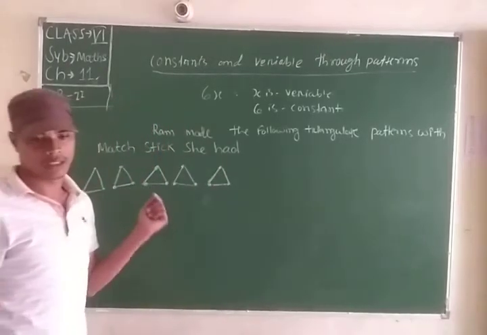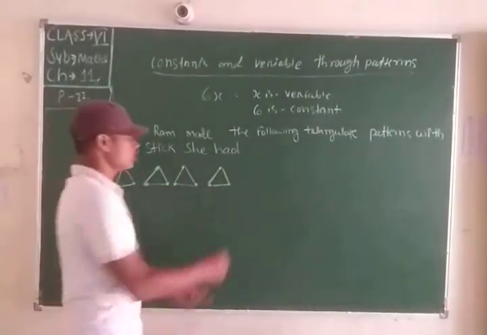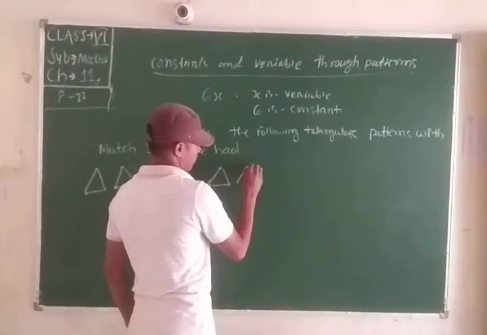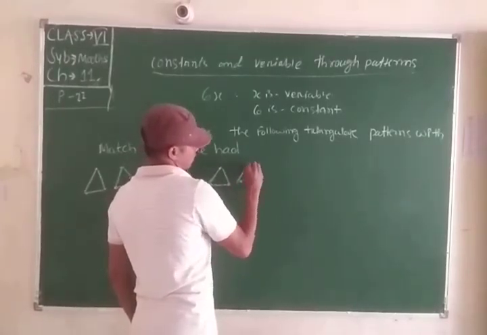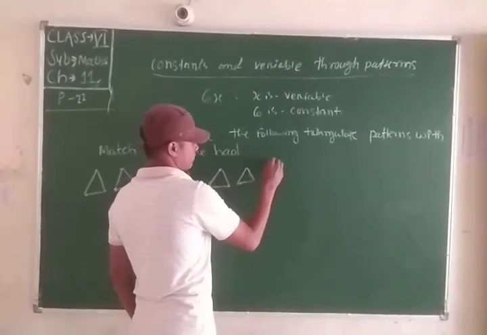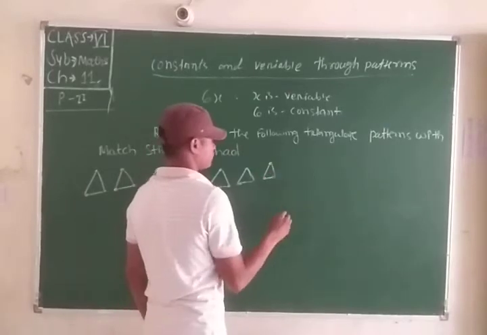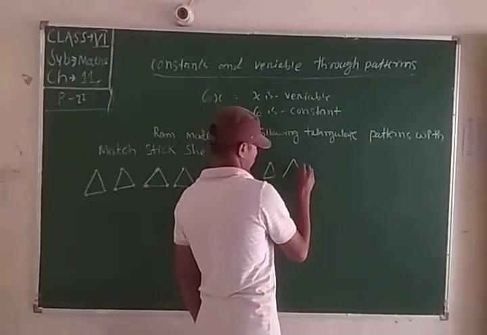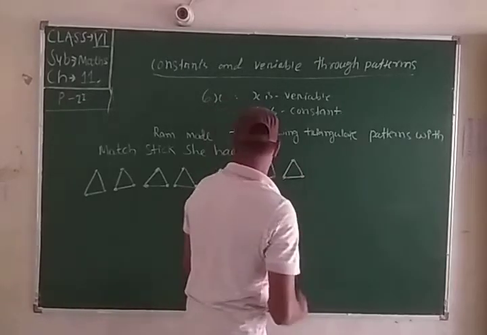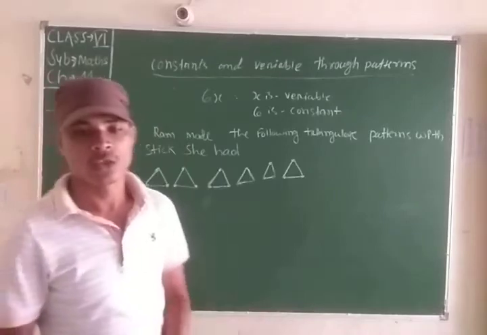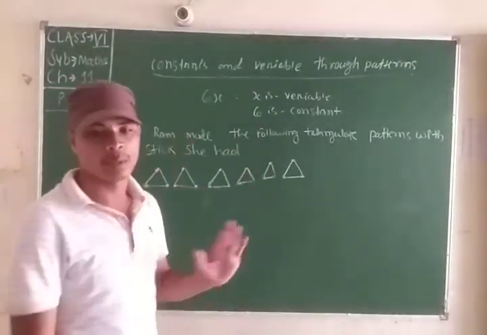See, here the triangles are given that were made by Ram. How many triangles are there? 1, 2, 3, 4. So we construct many triangles, and we represent each triangle with match sticks. Now we find the total number of match sticks used for the above patterns. Then prepare the following table.